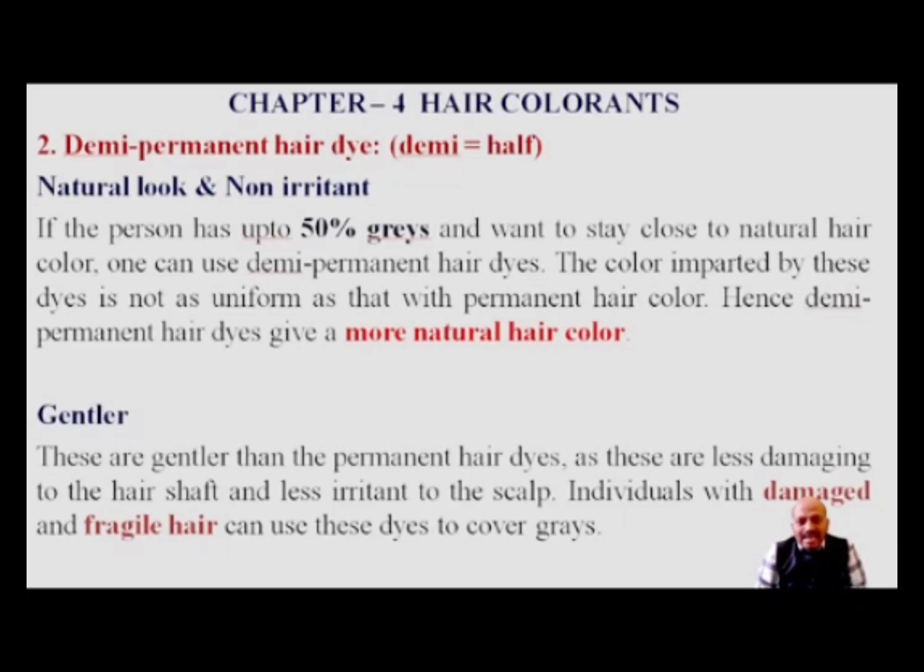So this gives a natural look, is non-irritant, and gentler. These are gentler than the permanent hair dyes, as they are less damaging to the hair shaft and less irritant to the scalp. Individuals with damaged and fragile hair can use these dyes to cover grays. This is very important and interesting to understand. If you use this type of demi-permanent hair dyeing system, it gives a natural look and minimizes the damage also. It is very gentle to apply to hair that has undergone some damage.